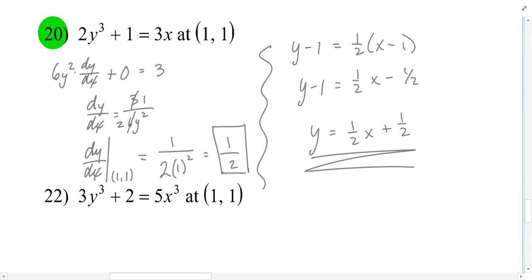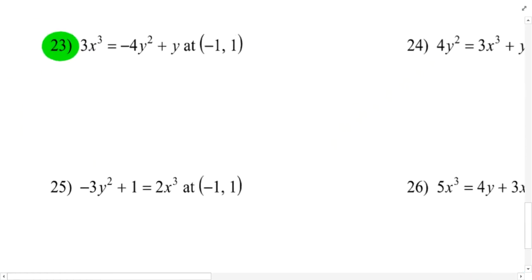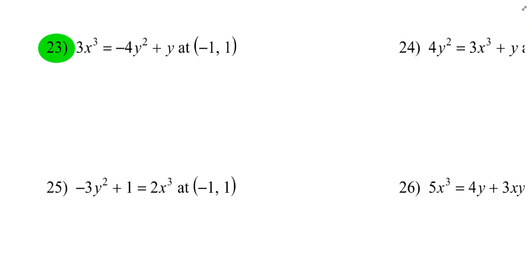Let's try one more example and then we'll wrap up this video. Okay, in number 23, the differential with respect to x. Well, this derivative, 3x cubed, is going to turn into 9x squared. The differential applied to negative 4y squared becomes negative 8y to the first power times dy/dx. And the derivative of y is simply dy/dx.